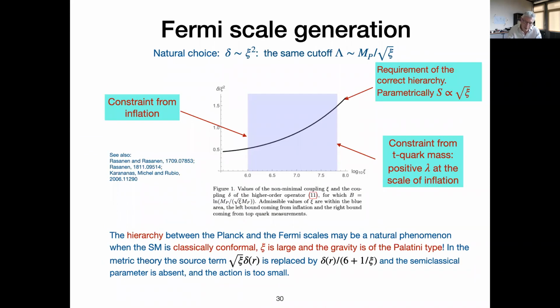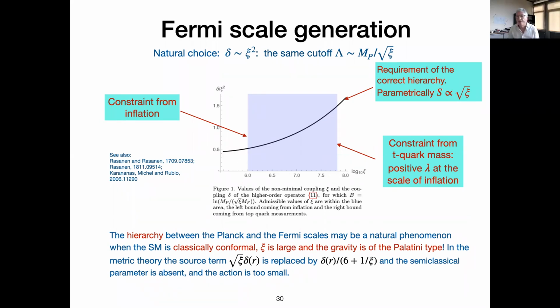And in this example, this line you can consider as a phenomenological line. You say that I know the ratio of the Planck scale and the Higgs mass. This is some number, and along this line this is reproduced. Then I see that the value of xi should be sufficiently large, and this is needed for self-consistency of my computations.